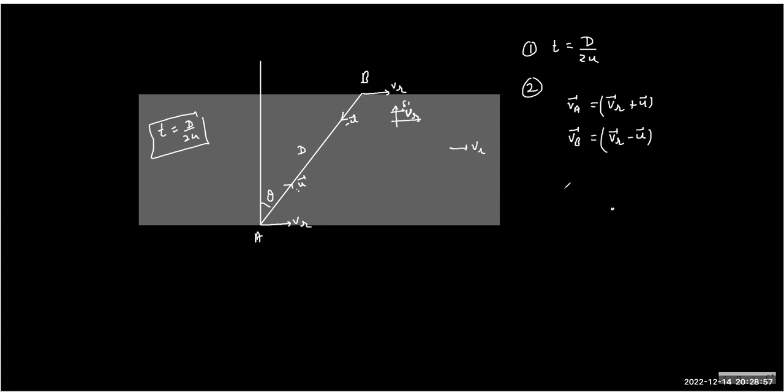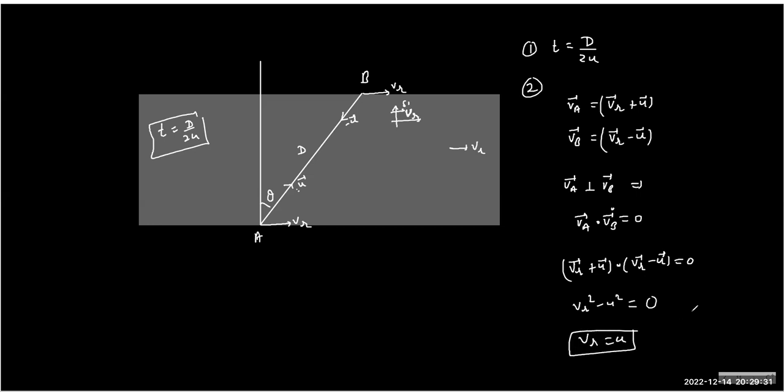Yes, sir. And that is why, what they are saying, that VA is perpendicular to VB implies VA dot VB must be zero. Correct? So (VR plus U) dot (VR minus U) must be zero. So if you take this, it will come VR square minus U square. Oh, that's simple. I got VR equals U. Is this the answer? Yes, sir. So simple, isn't it?